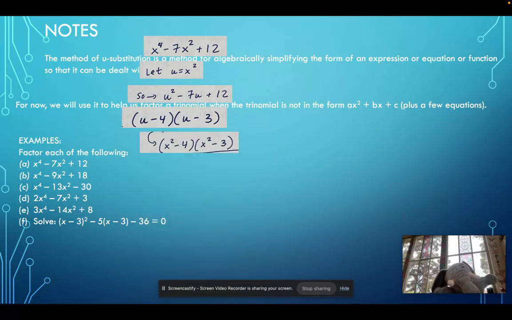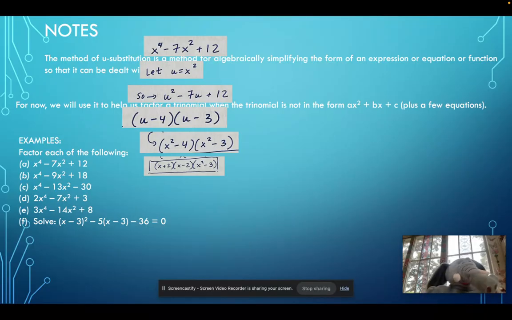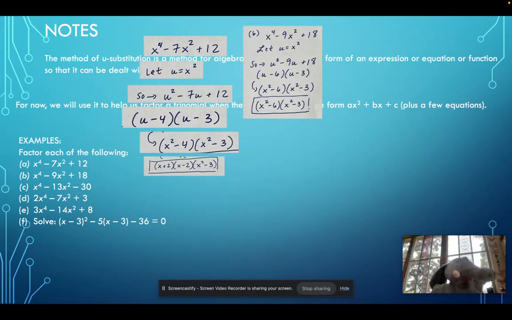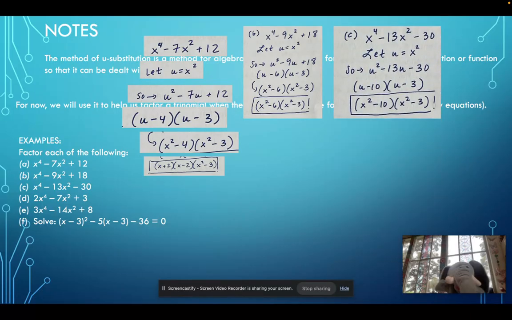And then we go back and we swap it back in. Replace the u with what it was. And in this case, we have x squared minus 4, which is, of course, a difference of squares. So you have x plus 2, x minus 2, and then the x squared minus 3. Okay, and here goes the next one. Take a look at that. We again swap out x squared with u, do a little factoring, and in this case we don't have any difference of squares. Same thing with letter c. Go ahead and pause it if you need to.